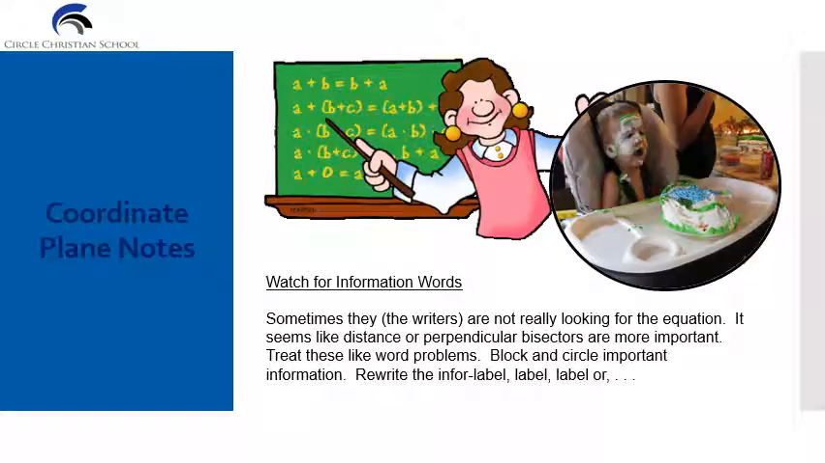Coordinate plane notes. Watch out for those information words. Sometimes they, and that's the writers, are not really looking for an equation. It seems like maybe distance or perpendicular bisectors are more important. Treat these like word problems. Block and circle the important information, rewrite the information.